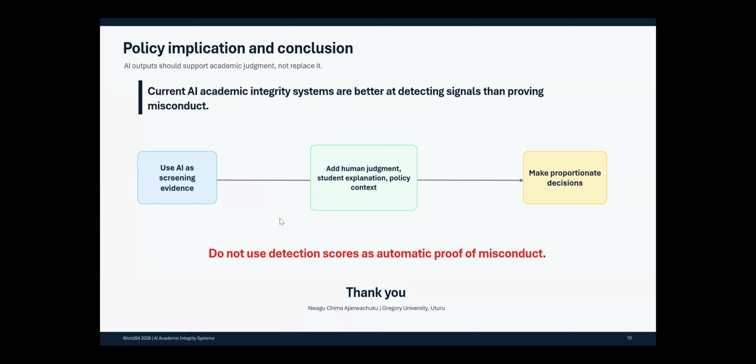Hello, am I audible? Yes, I was muted. Oh, sorry.